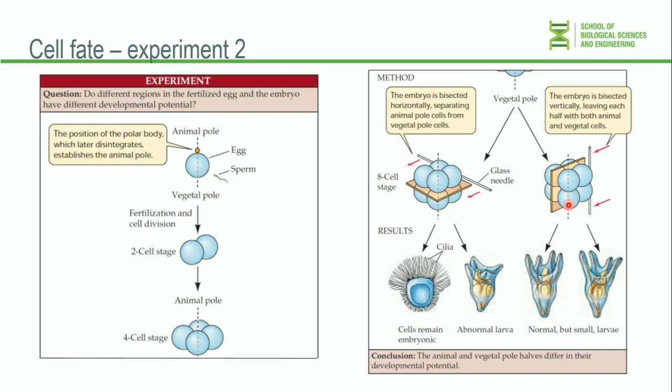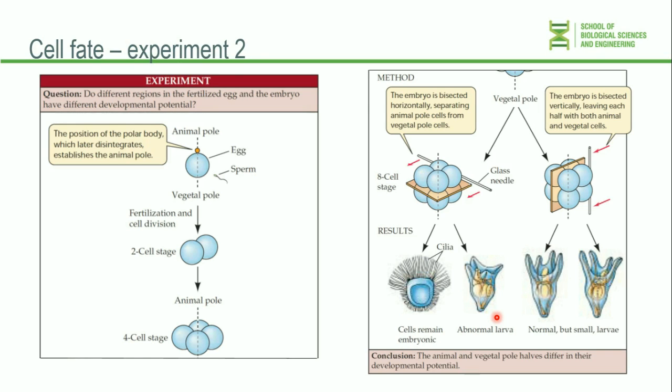And this is what they found in the results. When they separated the cells from the vegetal pole from those of the animal pole, we got either a cell that remained embryonic and that was characterized by this proliferation of cilia, so this cell didn't do anything further, or you got an abnormal larva. It looked like a larva, but it wasn't quite normal.